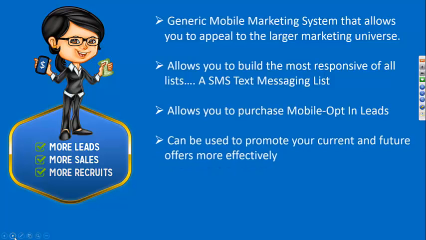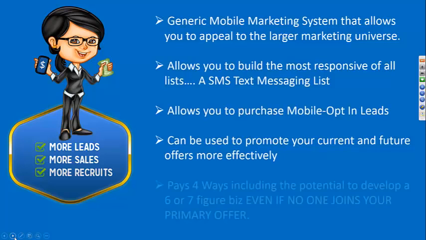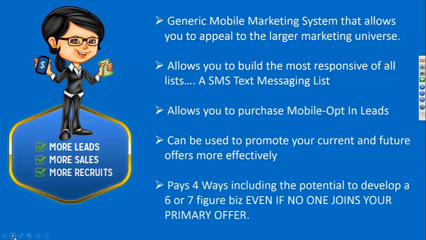You can promote your current and then other future offers that you will have, because now you have people in the list. So if you change course or you add something that you didn't have before, you've got a list, preferably a more responsive list that you can now start to share your offers with. And again, it pays 4 different ways. There's 2, one in particular, that one way in time could be a 6 or 7 figure income.